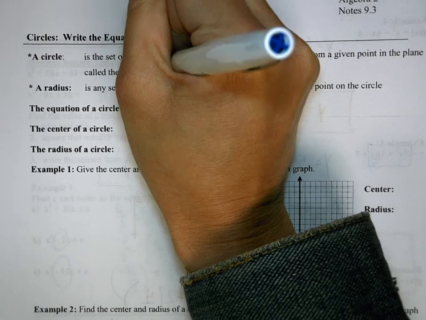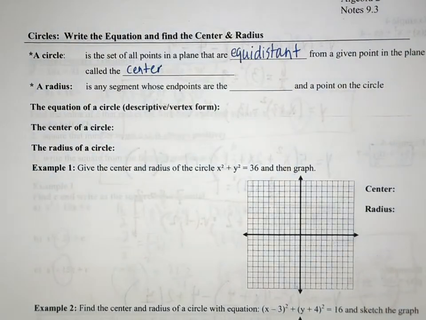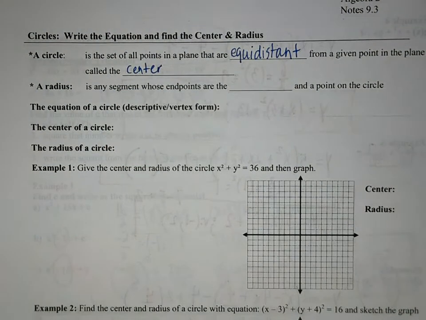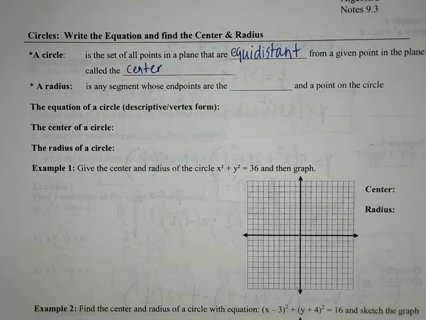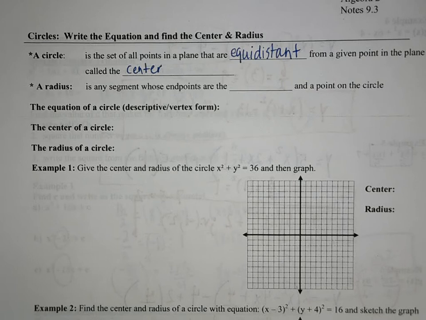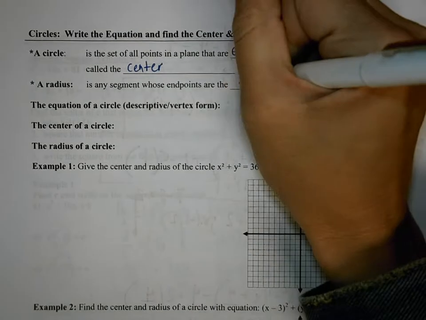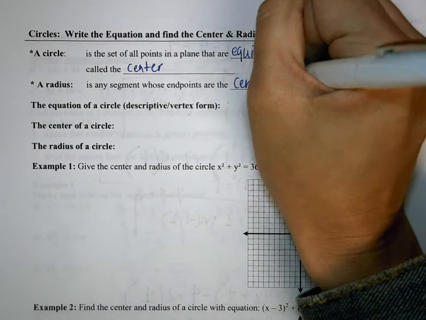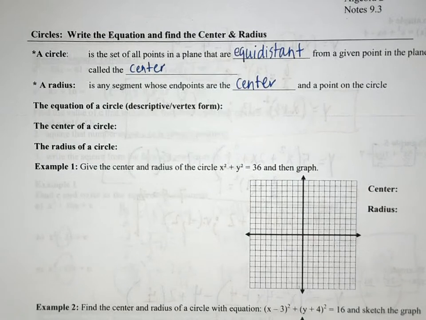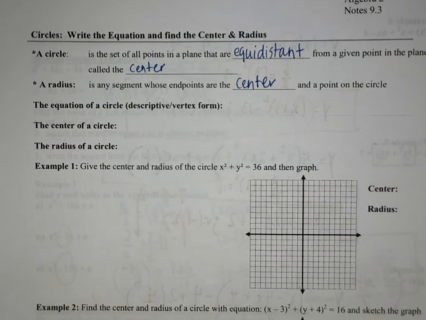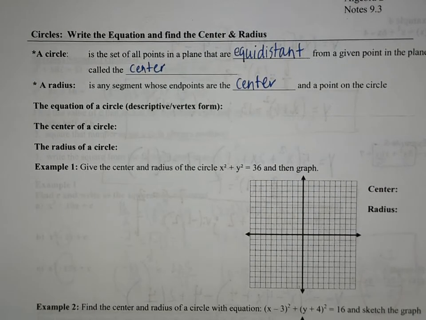So in a circle, all points are evenly distributed around. They're all equidistant around the circle. A radius is any segment whose endpoints are the center and a point on the circle. All of this should make sense since you took geometry last year.